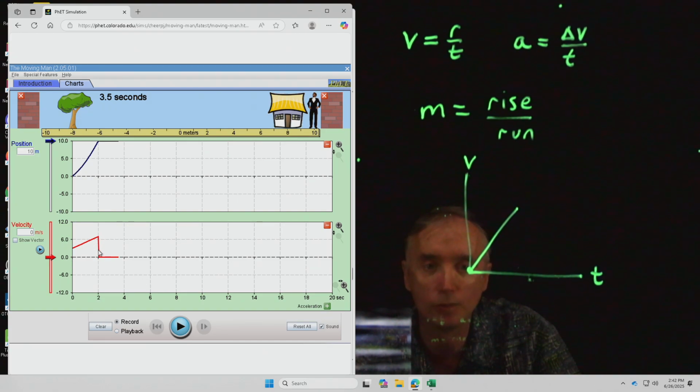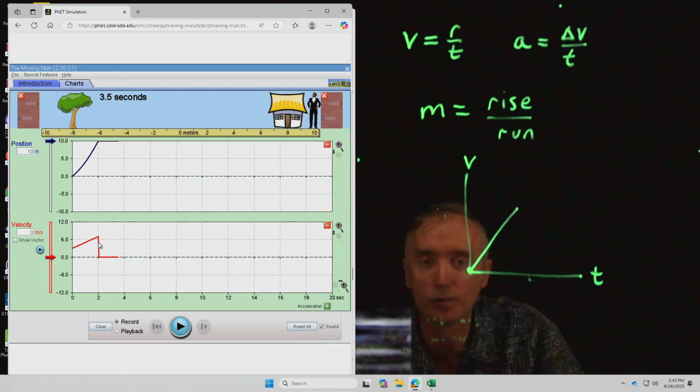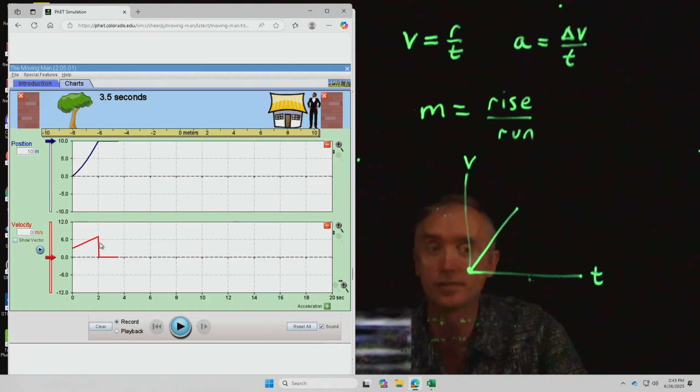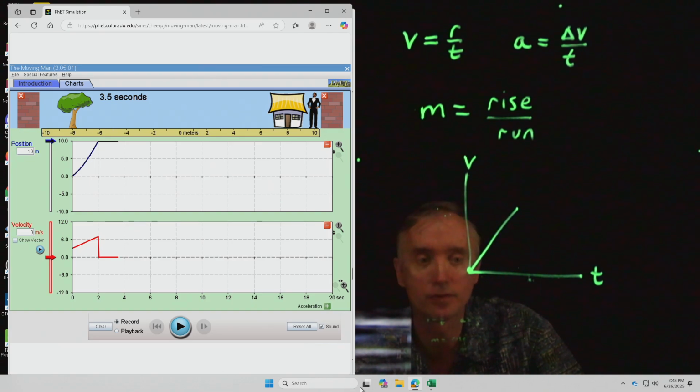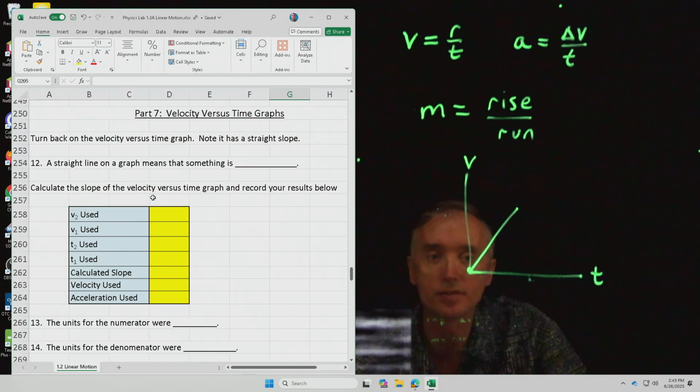Now this part where it goes down and then it goes sideways, we don't care about that part. This is the part where he's hitting the wall. So let's not concentrate on that. What I do want you to concentrate on is this red line right here, and that is a straight line. That's important. So if we go back to here, a straight line on a graph means that something is doing what? So fill that in.